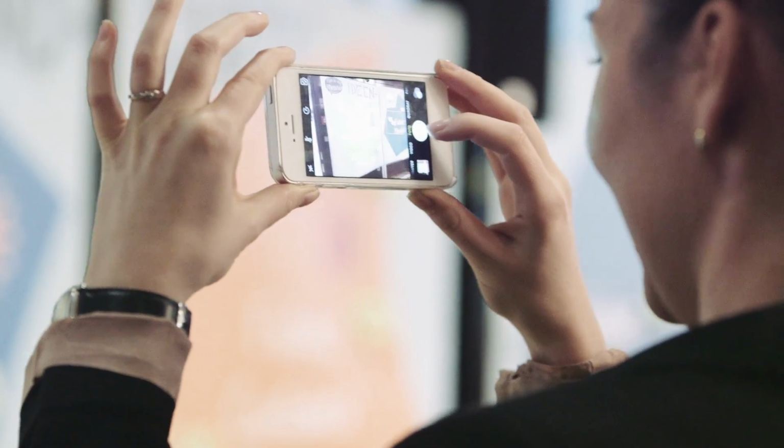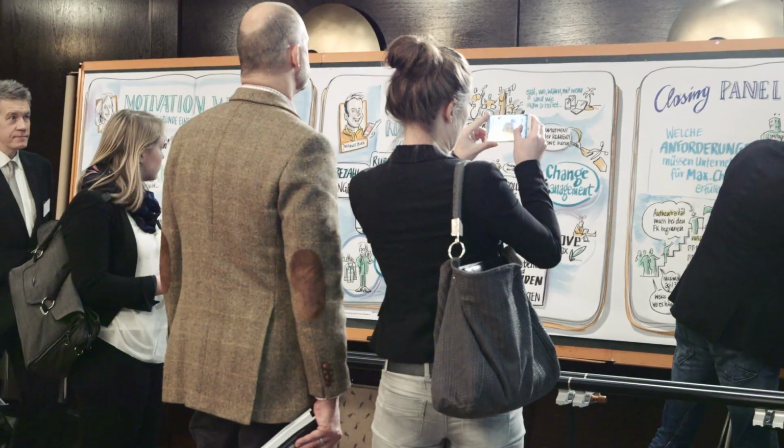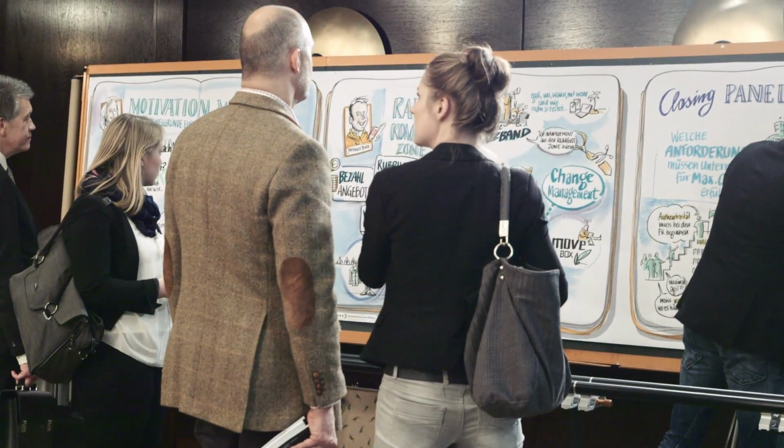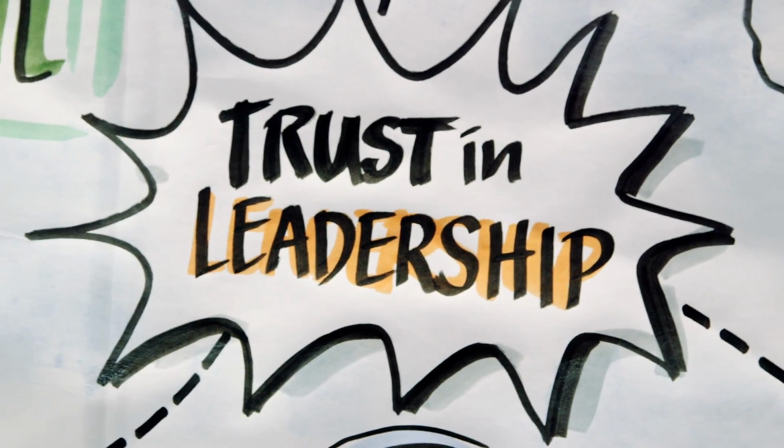You then get the images later or can take a photo of them, so that the graphic recording acts as a record of the essential key points. It is of course easier to remember them than to remember the whole presentation.